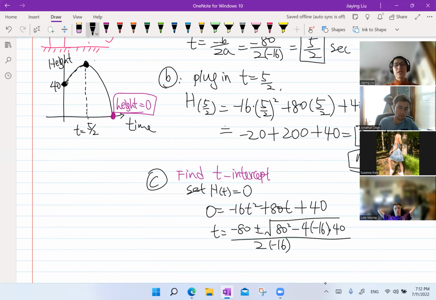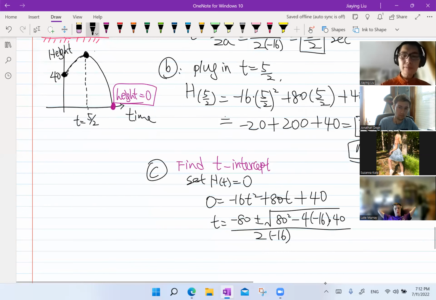And I don't have the answer in front of me, but we should get two values. One is positive, one is negative. We take the positive value because the negative value corresponds to a negative time. We don't consider negative time in this case. So we take the positive value at the end.